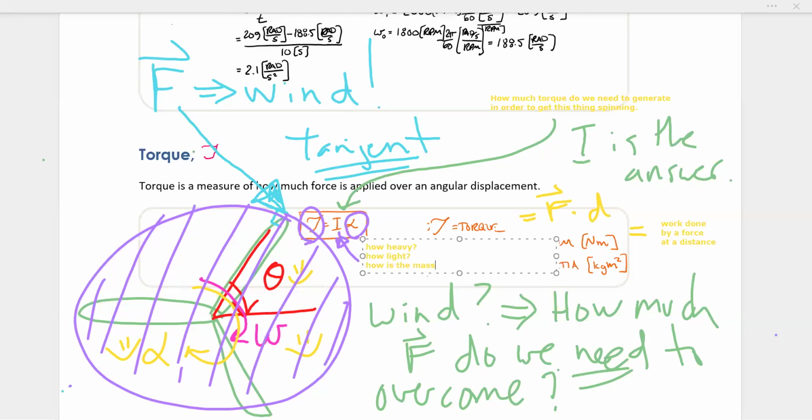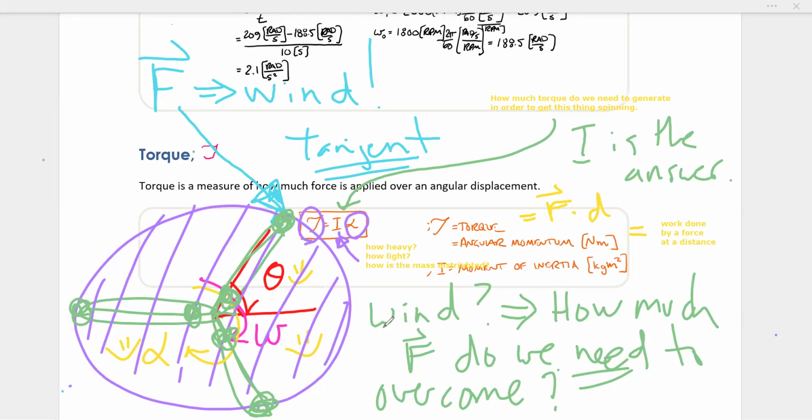How is the mass distributed? If I have a whole bunch of mass, if these blades have all of their mass at the corners, and they're really skinny in between, then that's going to be harder to start spinning than if the mass were sitting over here.